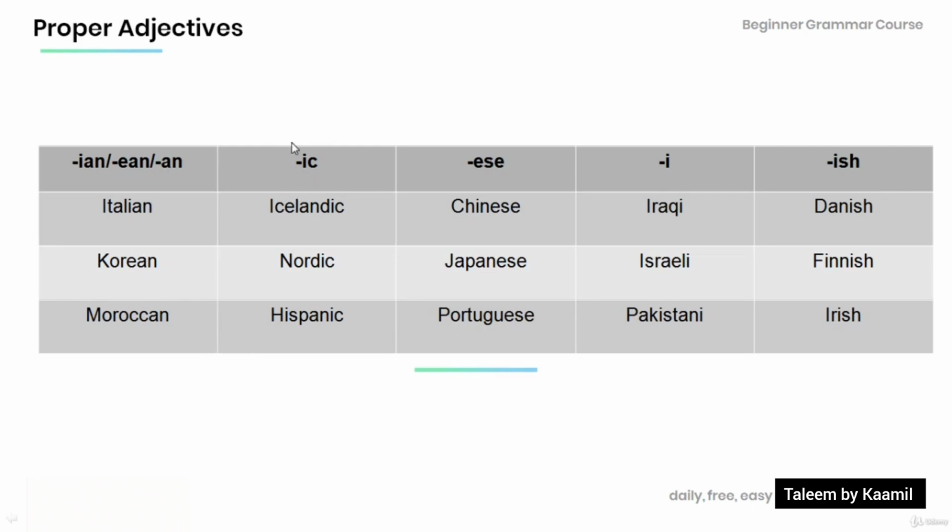And proper adjectives that end in IC: Icelandic, Nordic, Hispanic. ESE: Chinese, Japanese, Portuguese. Iraqi, Israeli, Pakistani. ISH: Danish, Finnish, Irish.